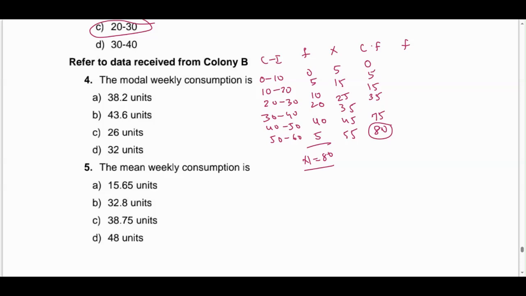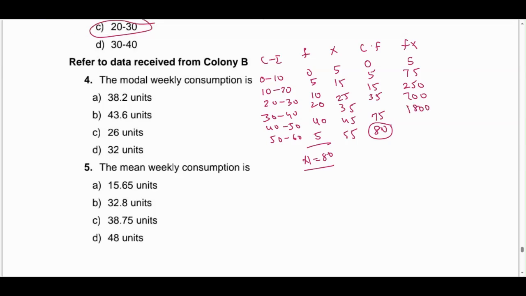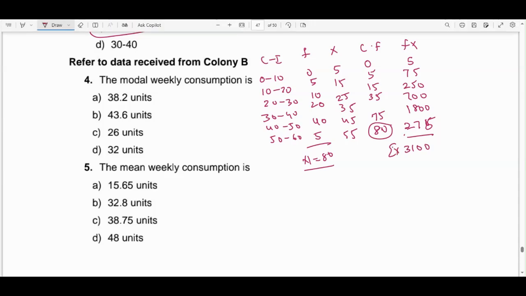Then f into x, multiply f into x. 0 into 5 is 0, 15 into 5 is 75, 25 into 10 is 250, 35 into 20 is 700, 45 into 40 is 1800, then 55 into 5 is 275. So when you add this we get 3100. That is your sigma fx.